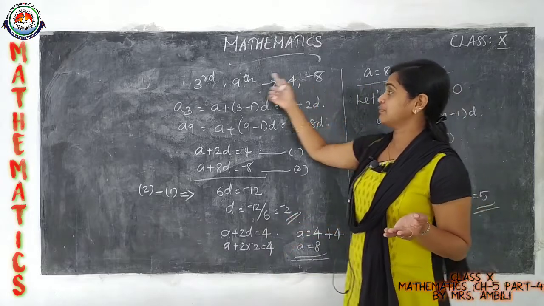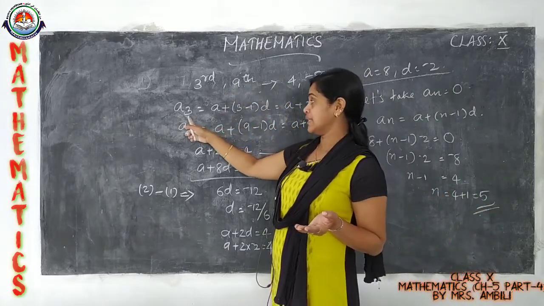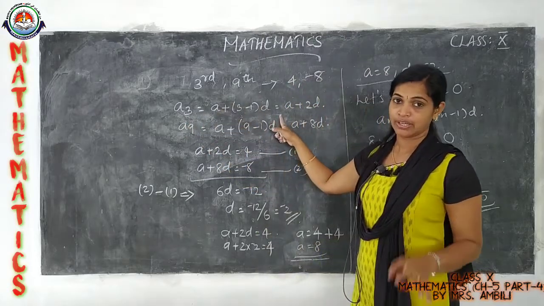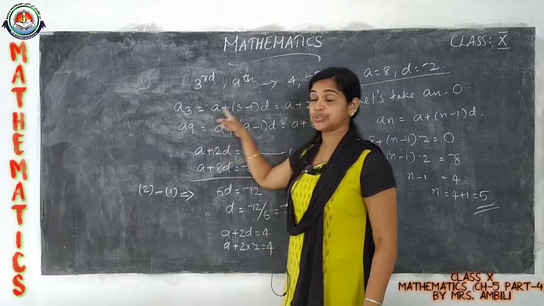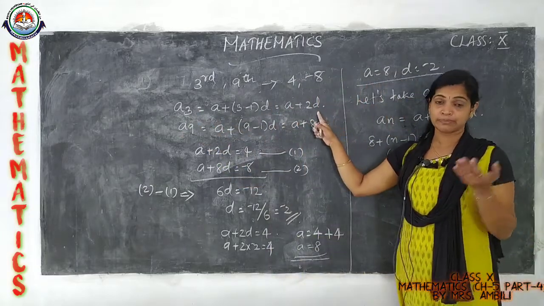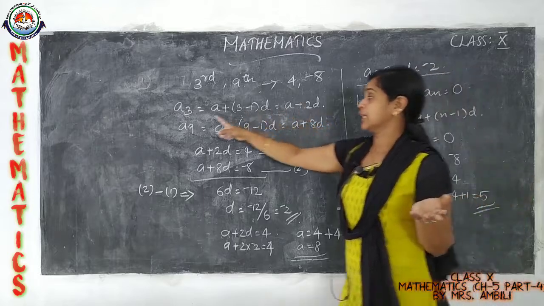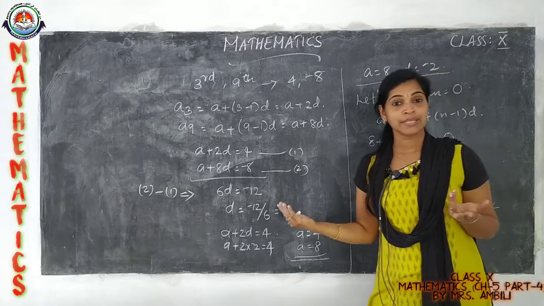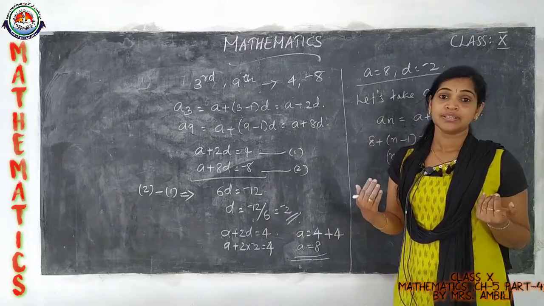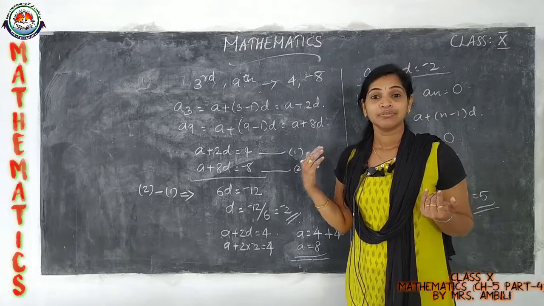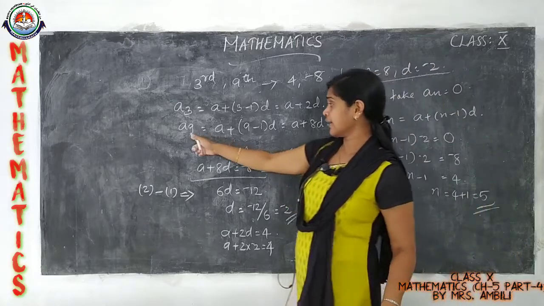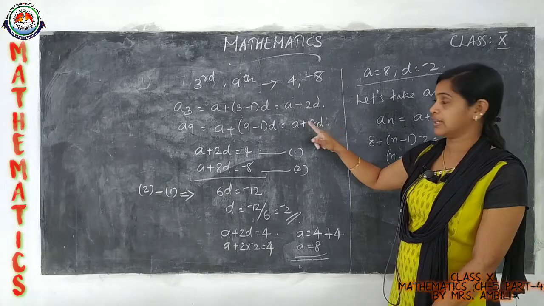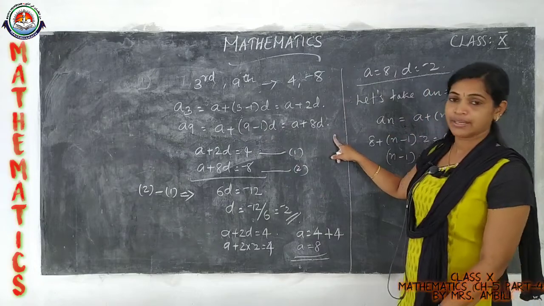For that, we can start from the given things. That is, A3 means the third term. For the third term we can use this formula, a plus (n minus 1) into d. From this you will get A3 equal to a plus 2d. Directly you can write it, because we told you in the last class. A3 equal to a plus 2d. What is A4? A4 equal to a plus 3d. What is A5? A plus 4d, like that. A9 equal to a plus 8d. We subtract one, that is n minus 1. So A9 equal to a plus 8d.